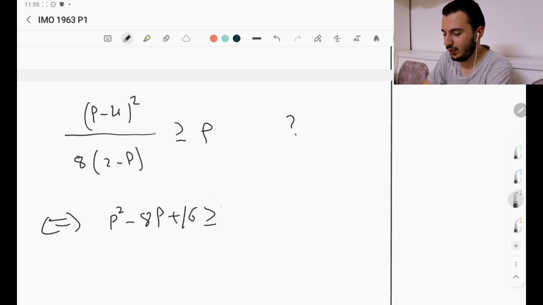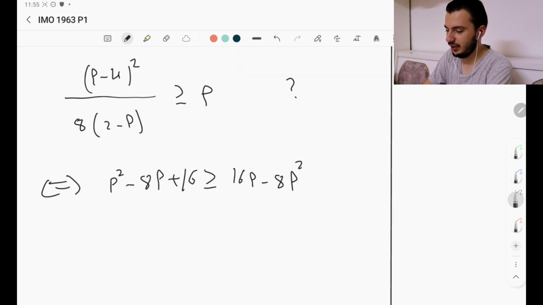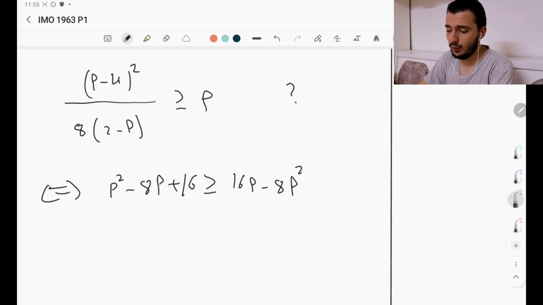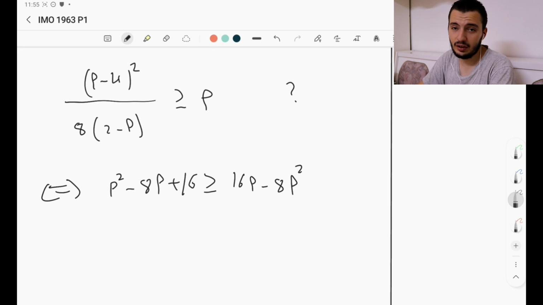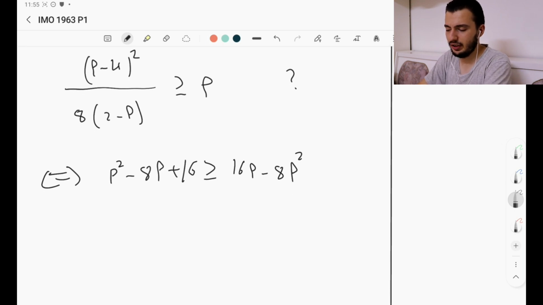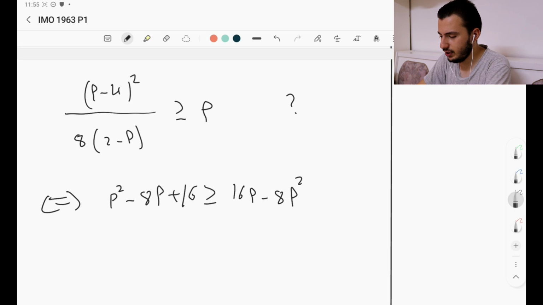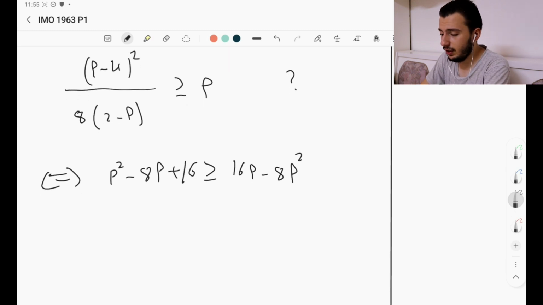All right. So it was 16p minus 8p squared. Yeah, this question is really boring because all the steps are easy. You just need to do some calculations, and it's very easy to make calculation mistakes. So we need to be careful.